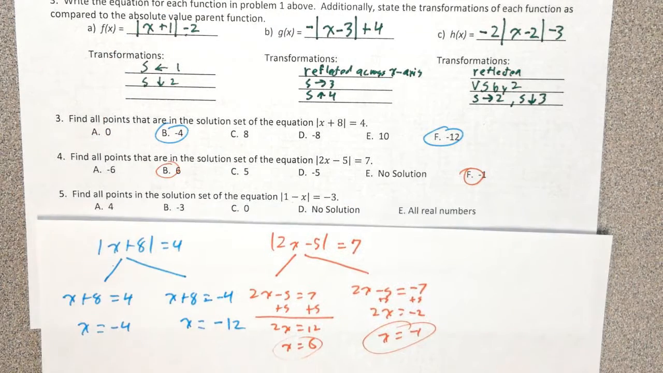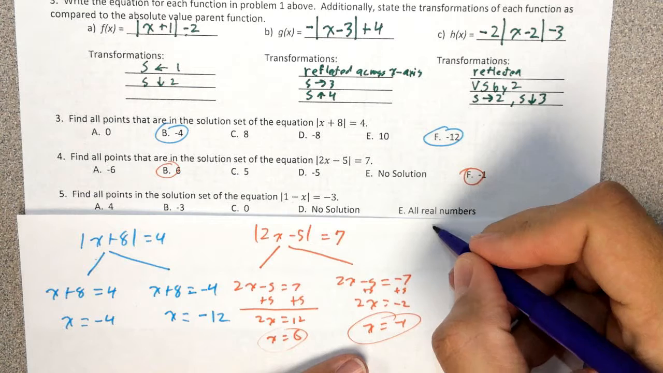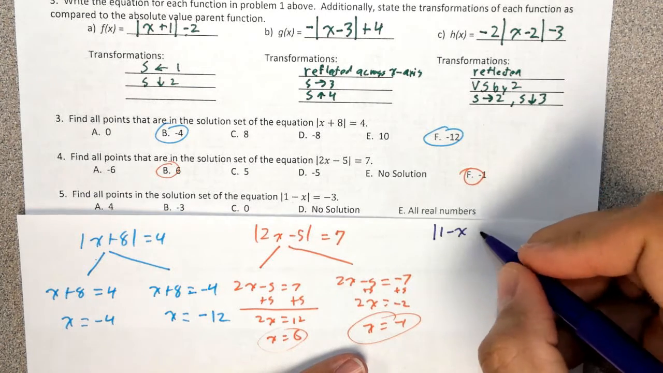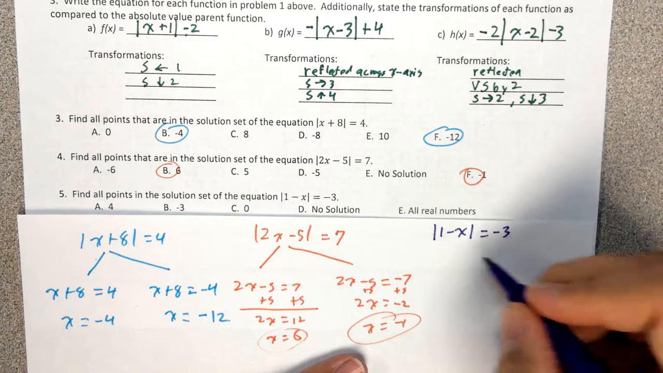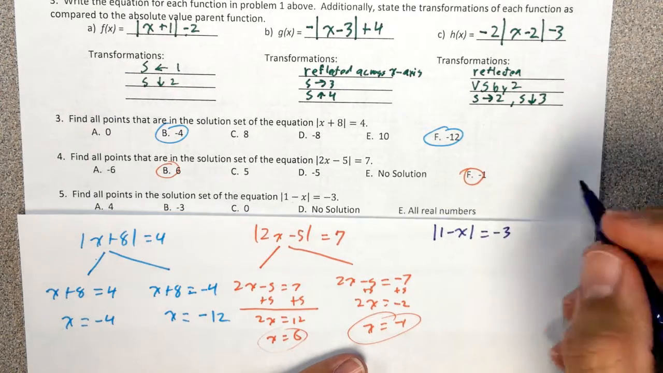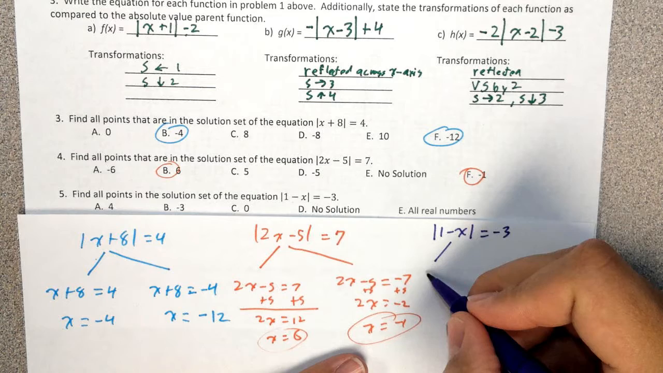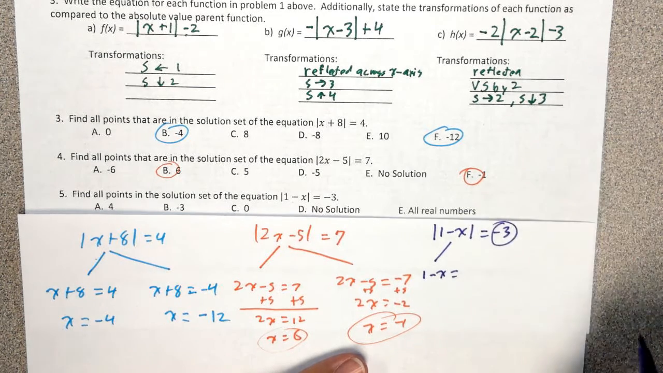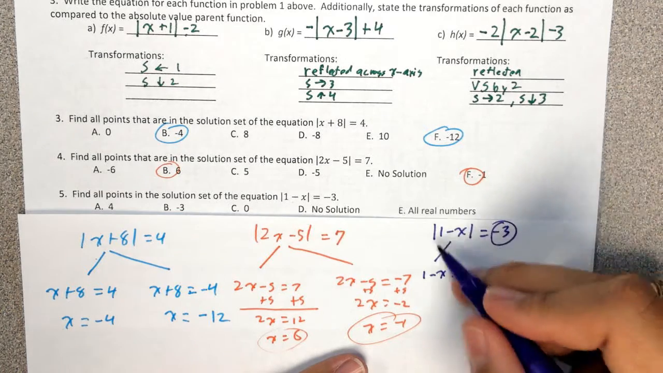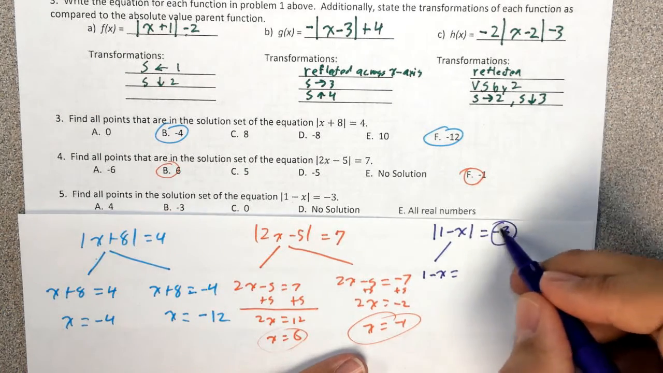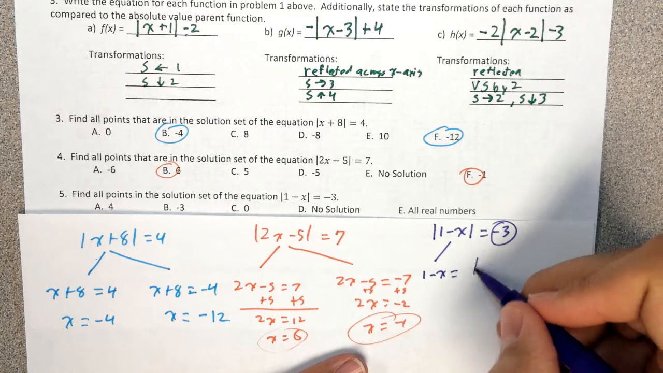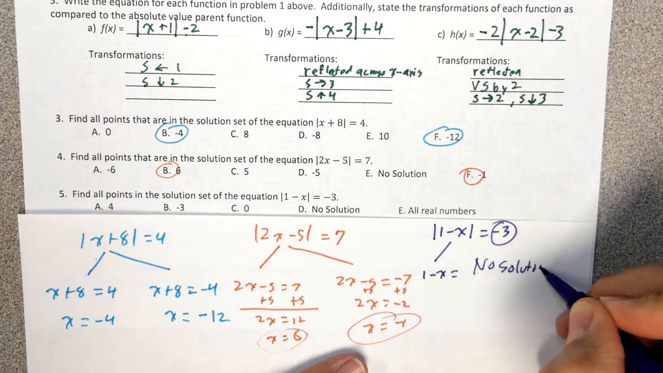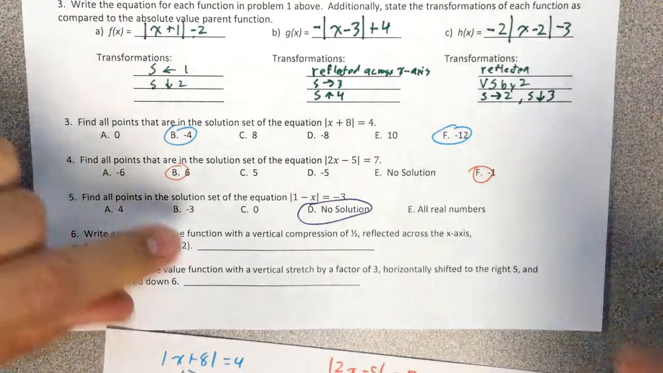Let's look at the next one. Again, it looks like a fairly straightforward one. We have the absolute value of 1 minus x equals negative 3. The absolute value part is by itself, so I don't have to get it by itself. I have 1 minus x is equal, oh, that's a negative number. What does it mean if that's a negative number? I can't have an absolute value equal to a negative number, so that would be no solution. That would be D.